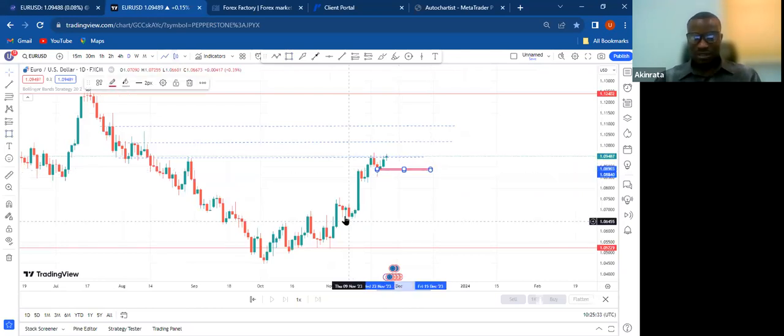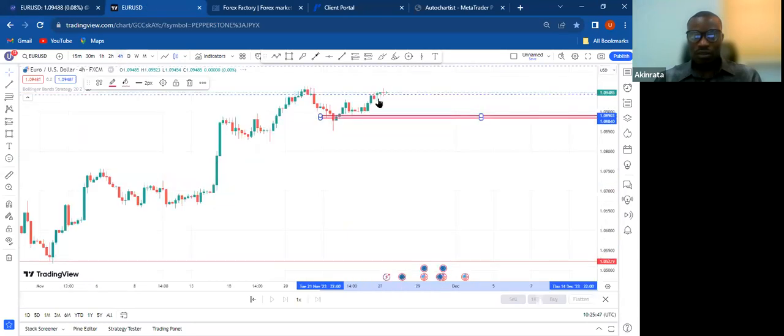and probably down to this level, because this is also another demand. There's a fair value gap here. It can drop and tap into this level before we push to the upside. But the order flow is still bullish, so we need to respect that.